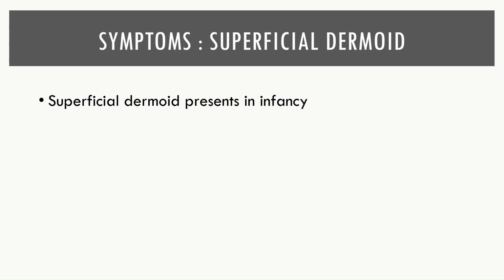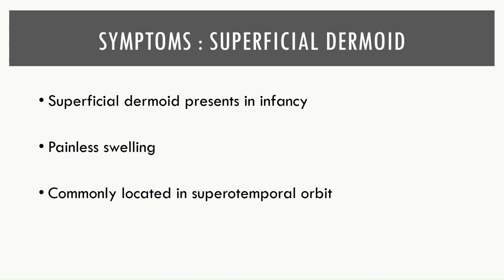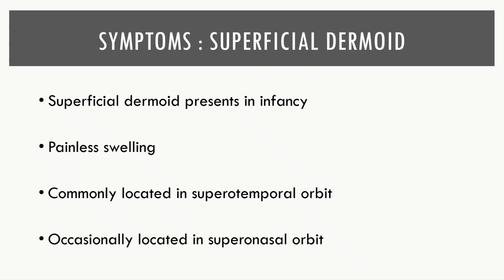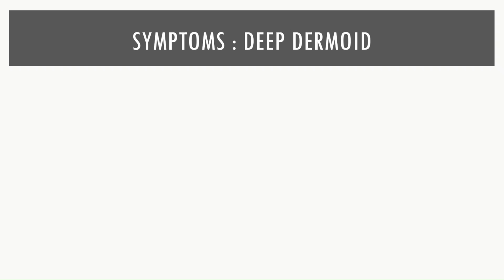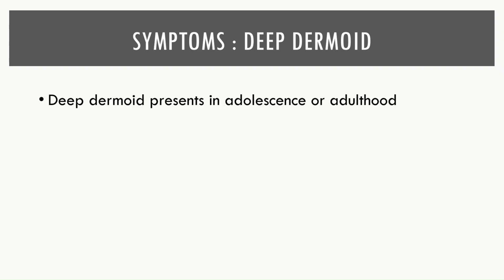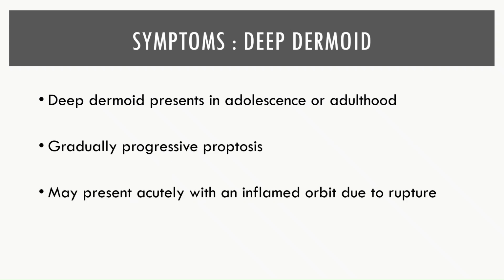Symptoms of superficial dermoid. Superficial dermoids usually present in infancy as a painless supratemporal swelling. Occasionally, it is located in the supranasal orbit. Symptoms of deep dermoid. Deep dermoids often present later in adolescence or adulthood with slowly progressive proptosis, or may present acutely with an inflamed orbit due to rupture.